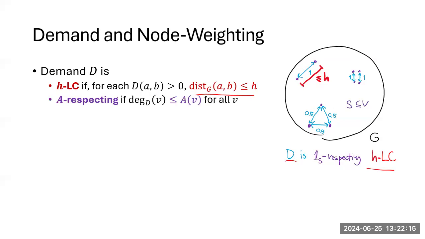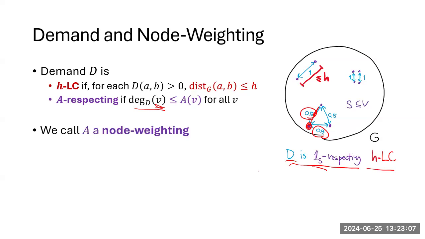And we say that the demand D is A respecting for some function A if the total demand that you want to route from any node B is at most A of B, for every node B. For example, if I set the purple nodes to be a set S, and let the function A be the indicator function of the set S, 1 sub S, then this demand is 1_S respecting. Because for every node here I want to route 0.5, and here I want to route 0.5. So basically the degree of D is at most 1 for every node. Okay, so that's just a definition.